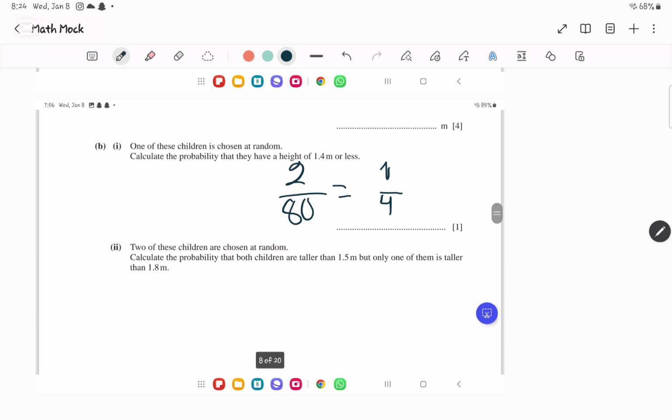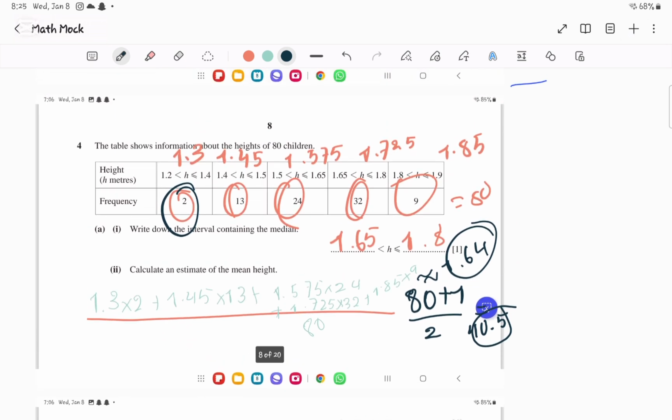Now, 2 of these children are chosen at random. Calculate the probability that both children are taller than 1.5, but only one of them is taller than 1.8. So look what's going to happen now. I'm going to write it on the side. For the kids that are taller than 1.5 but shorter than 1.8, they are in total 56 out of the 80. So now we selected one student. That means we don't have 80 children any more, but 79.